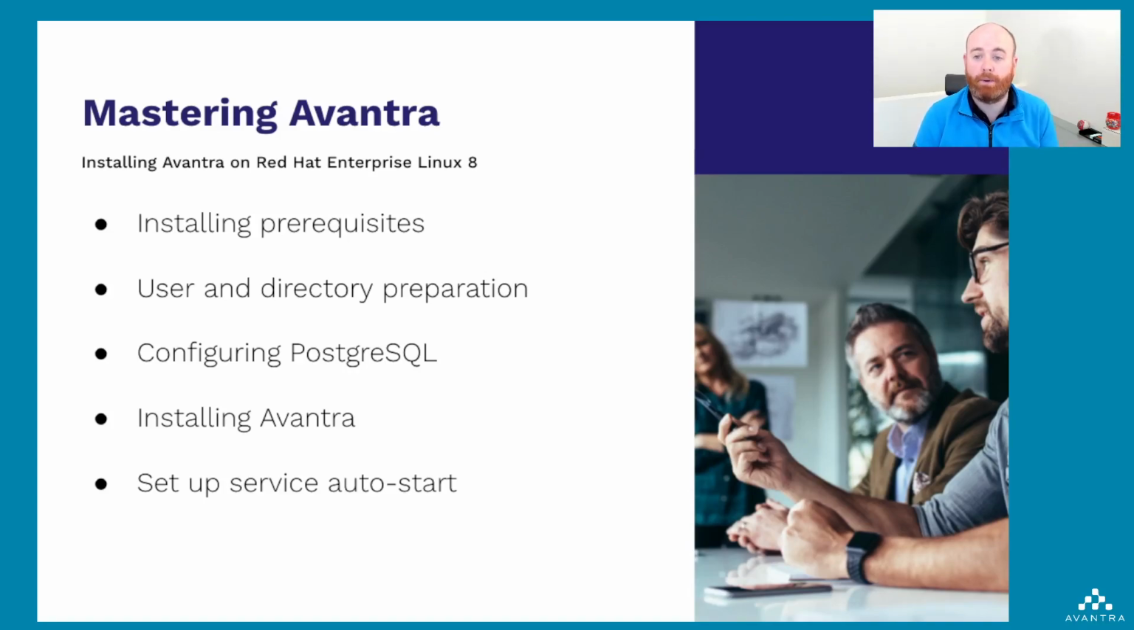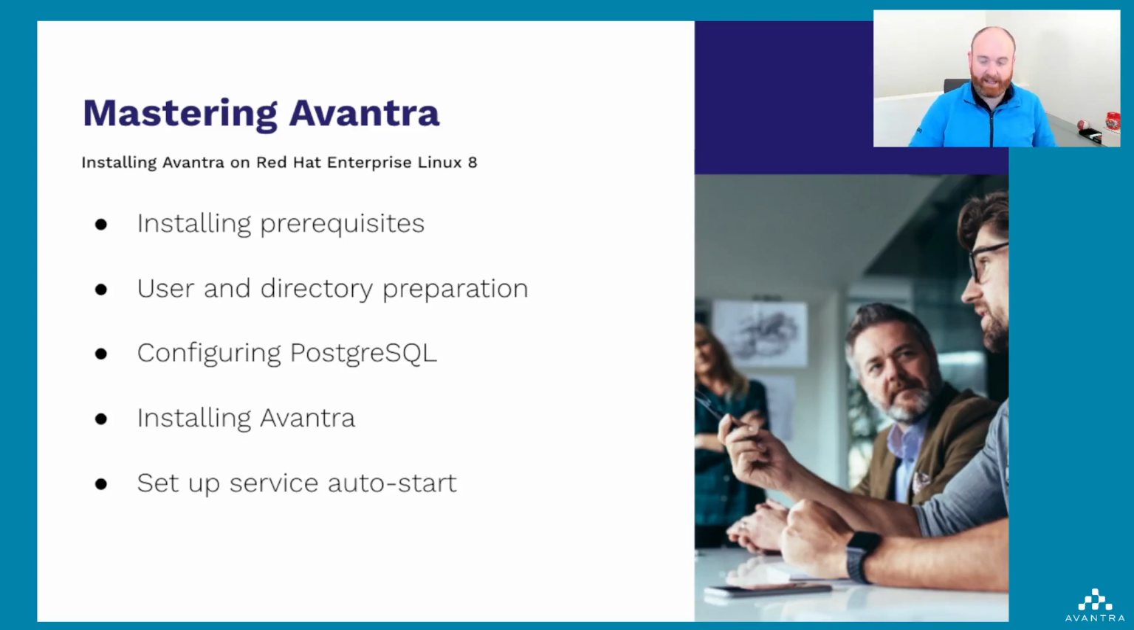Next, we'll configure our PostgreSQL installation, as well as making sure that SELinux, in this case on Red Hat, is configured correctly to allow all of that to function the way it should. Then we'll install Avantra and the agents. And then finally, the really important one, make sure that your services come up every time the box is restarted. So if you're doing OS patching or something that requires the box to be restarted, your services know to come up after that restart and you don't have to start them manually.